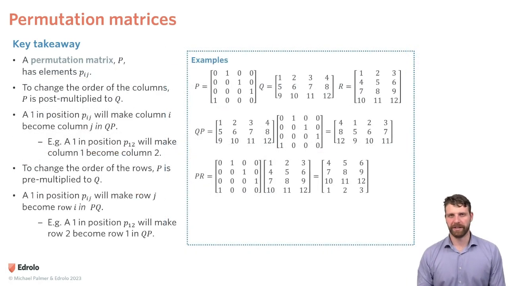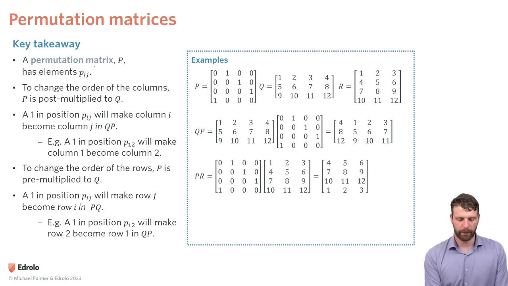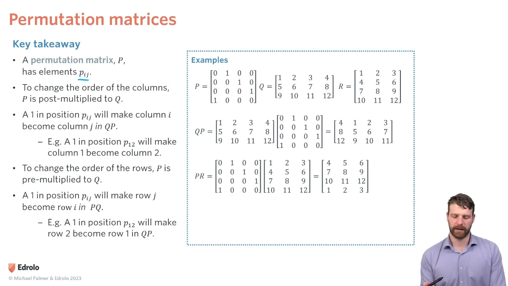Okay, a little bit more on permutation matrices. How can we read them? So first things first, some notation. A permutation matrix P has elements P, I, J. That's just referring to the positions of the elements inside matrix P.